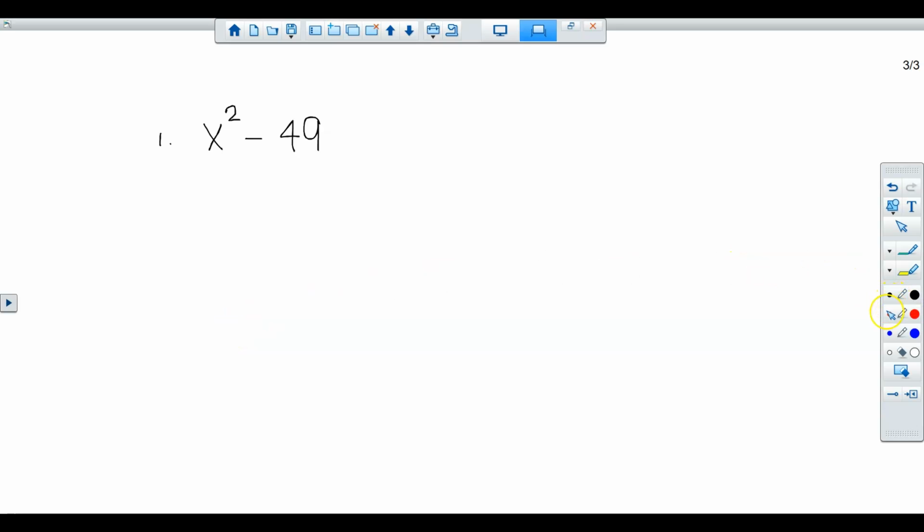So let's start out by factoring x squared minus 49. So first of all, let's check this to see if it is a difference of squares. Is it a binomial? Yes, there are two terms here, x squared and negative 49. Is there subtraction? Yes, I have a subtraction sign right here in the middle.